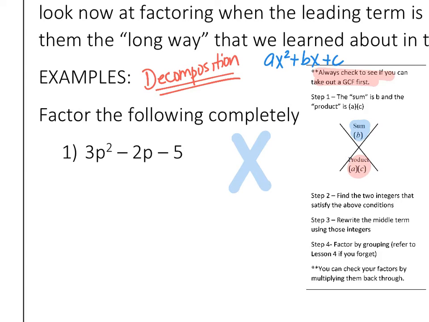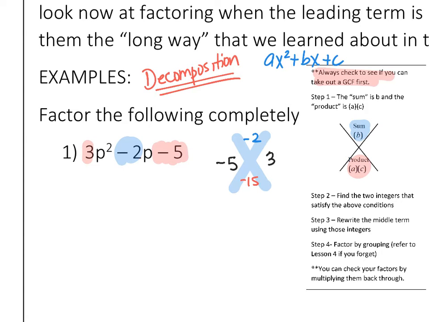So my sum is my b term. In this case, sorry, I'll color code that. My b is -2. And my product is going to be my a value times my c value. So 3 times -5 is -15. Now we go to town and we find the two integers that satisfy this. The two things that multiply to give me -15 and add up to -2 are -5 and +3.